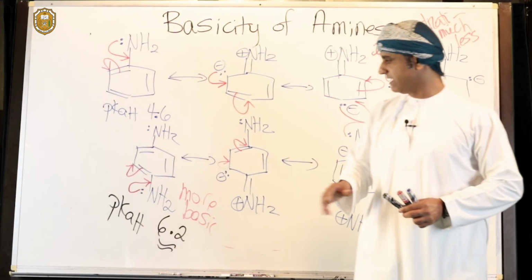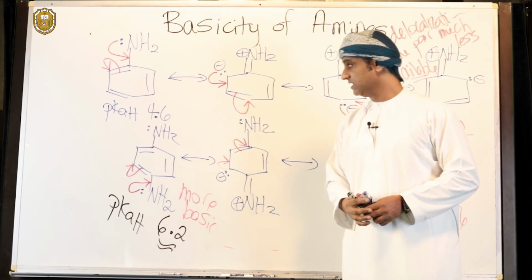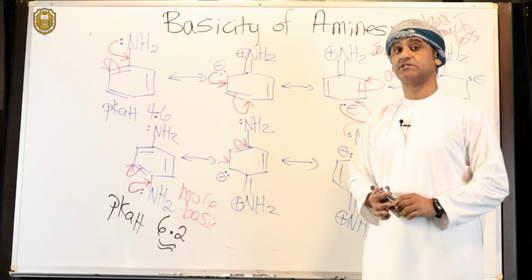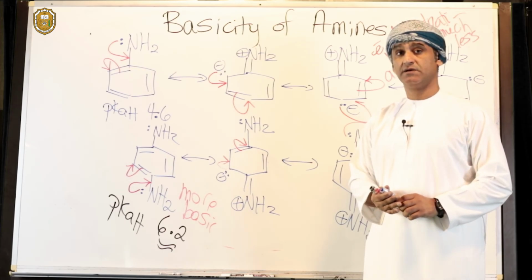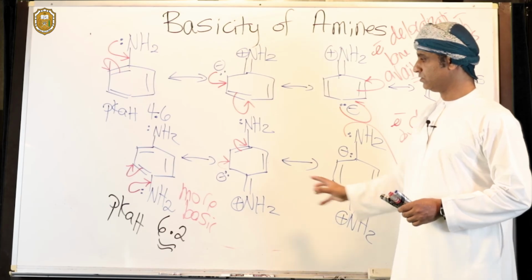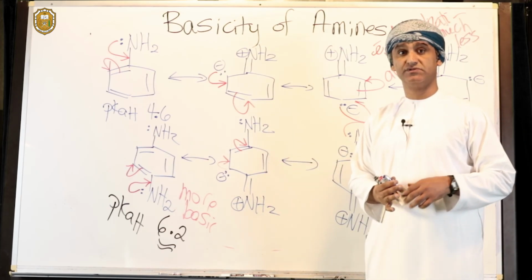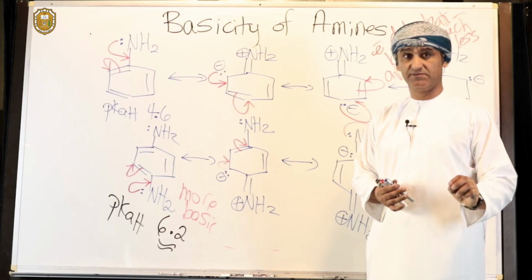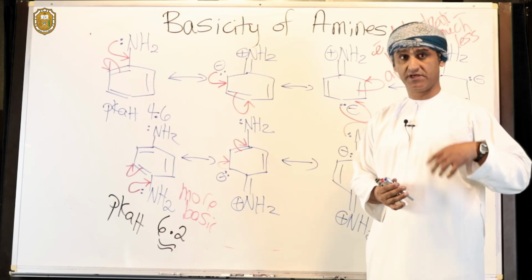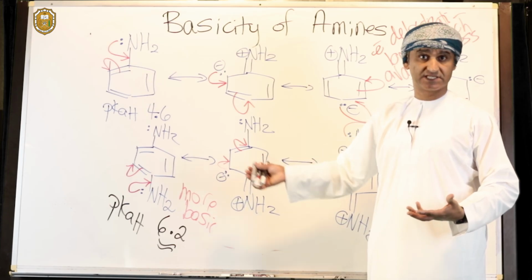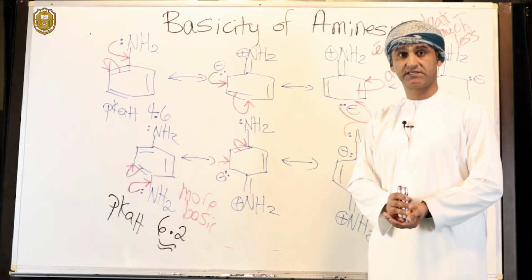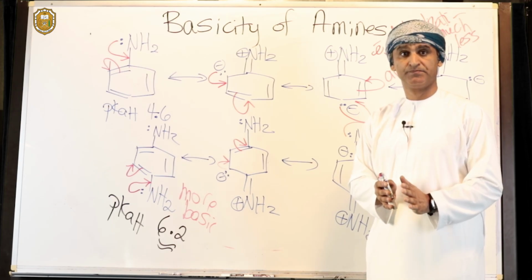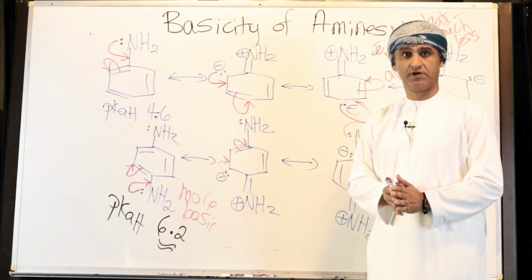So clearly 4-amino aniline is more basic than aniline itself. That's because it is substituted with an electron donating group by resonance. So therefore the conclusion here is that electron donating groups by resonance should enhance the availability of the lone pair on nitrogen, and therefore the amine or the aniline, like in this case, should be more basic than an unsubstituted aniline. Electron donating groups enhance basicity of amines.